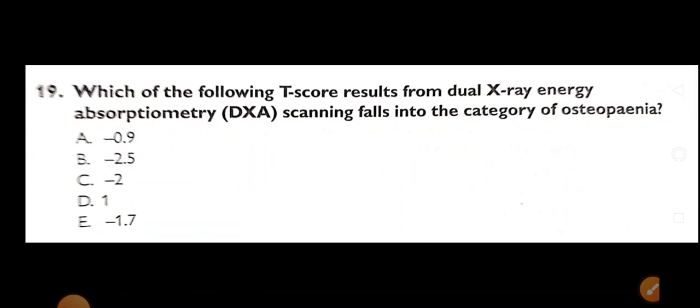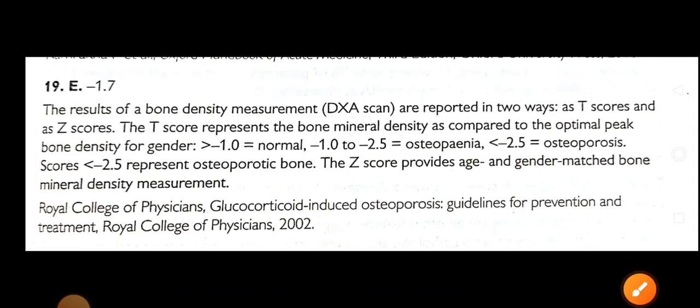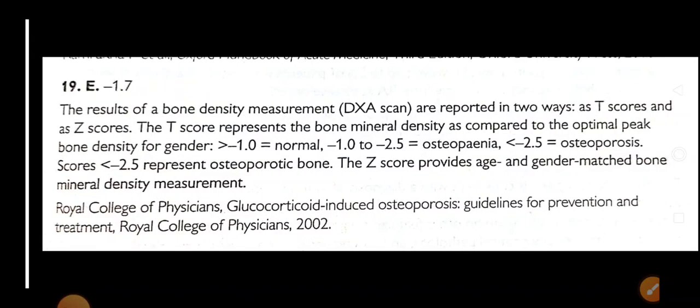Now, which of the following T-score results from dual X-ray energy absorptiometry scanning falls into the category of osteopenia? So osteopenia is minus 1.7. More than minus 1 is normal. Minus 1 to minus 2.5 is osteopenia, and less than minus 2.5 is osteoporosis, like minus 3.6 osteoporosis, minus 1.8 osteopenia, minus 1.9 osteopenia, minus 2 osteopenia.